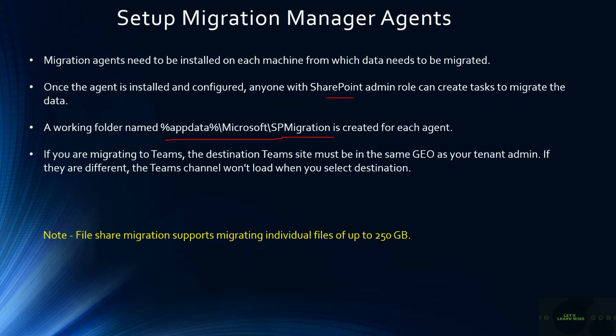And finally, if you are migrating data to Teams, then the destination team site must be in the same geo as your tenant admin. If they are different, the Teams channel won't load when you select the destination. Keep in mind that file share migration supports migrating data with individual files of up to 250 gigs. If the size of a file is more than 250 gigs, then migration will most likely fail. Alright, so let's jump into the demo now.